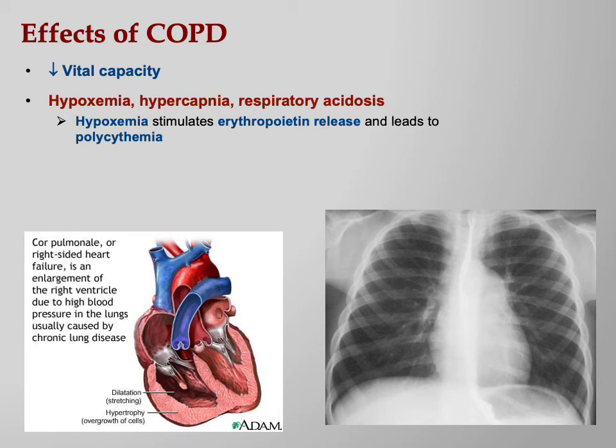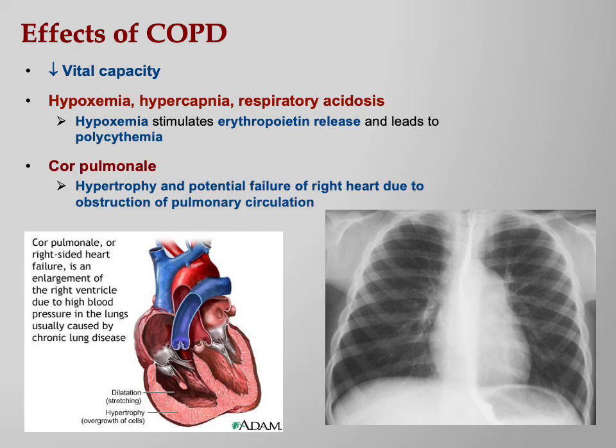So hypoxemia stimulates erythropoietin release, leads to polycythemia. So look what happens to these people. Their blood ends up too thick because their body is drastically trying to compensate for the fact that they're not moving enough air back and forth. So your body gives you more red blood cells. And of course, that ends up meaning you're more likely to get clots and all that kind of stuff.